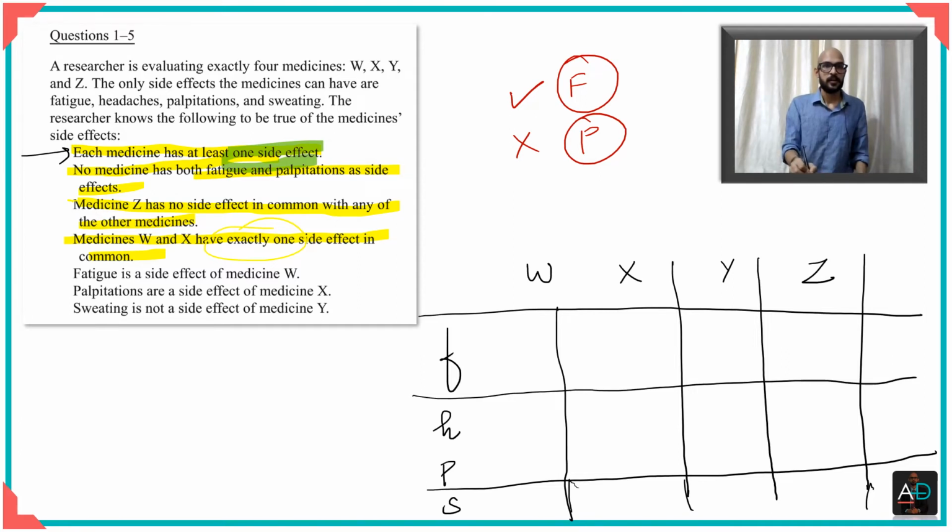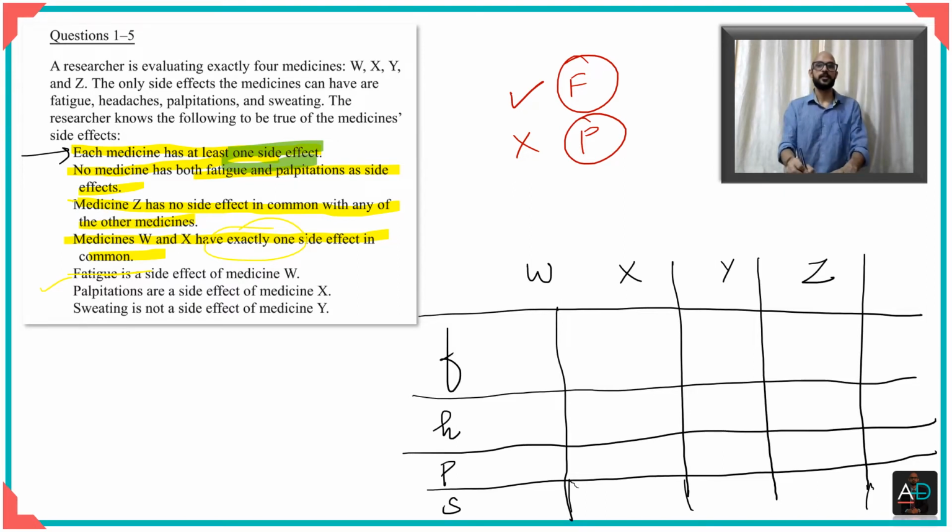Let's look at our next thing. It says that fatigue is a side effect of medicine W. Now we've got our first data which we can enter into the table. Fatigue is a side effect of the medicine W. Now you remember that no medicine has both fatigue and palpitations, which means if it has fatigue here, it surely would not have palpitations. That's the first thing that you can get by using this rule.